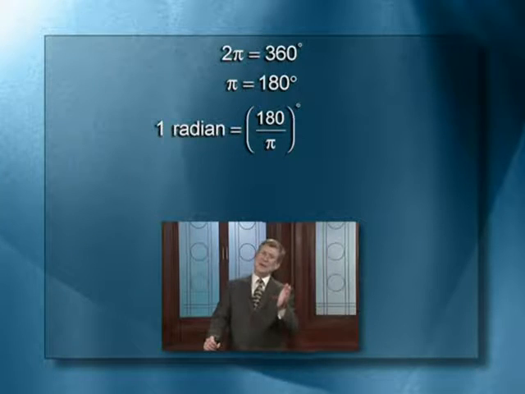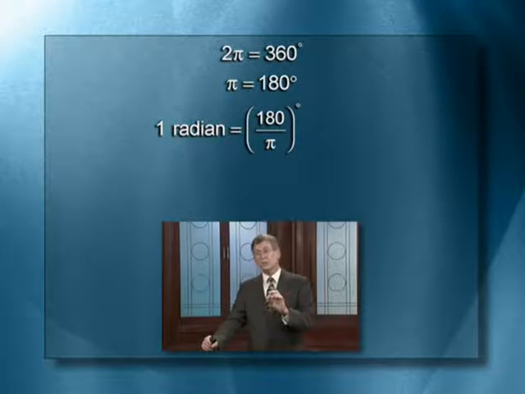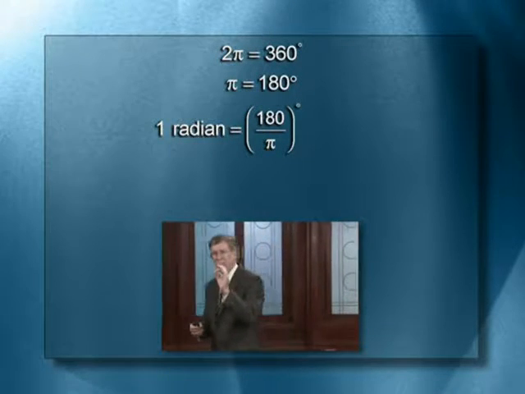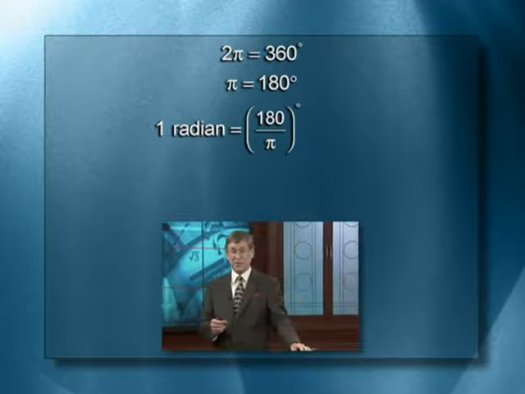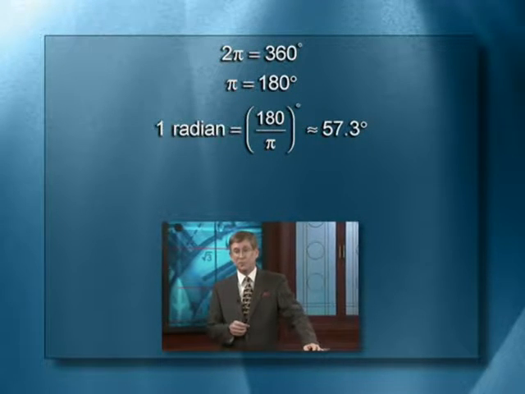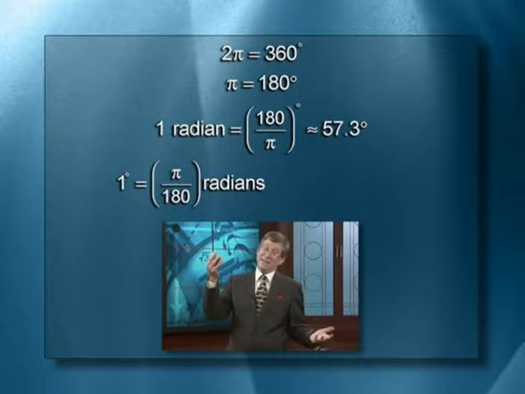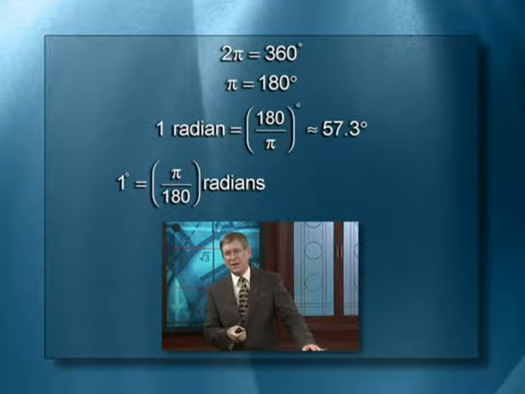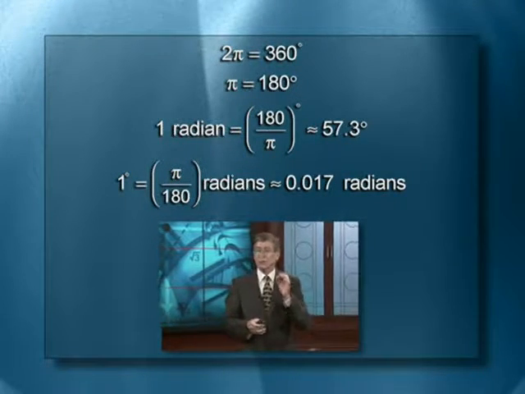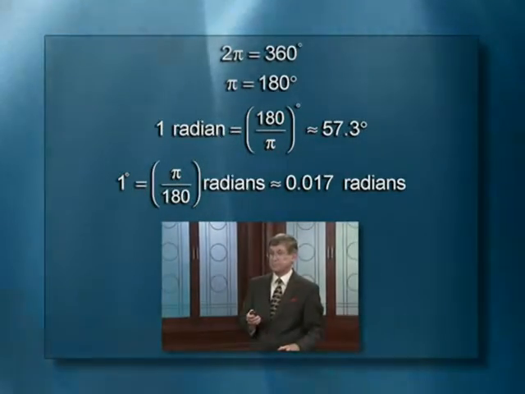In particular, 1 radian is 180 divided by pi degrees. And if you punch that in on your calculator, and by the way, your calculator has a button for pi, it's built in, you get about 57.3 degrees, as we saw earlier. And conversely, 1 degree would be exactly pi over 180 radians, which is about 0.017 radians. Not very big, not many radians. 1 degree is pretty small.